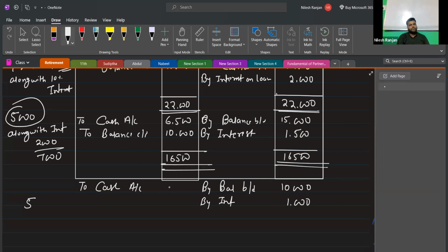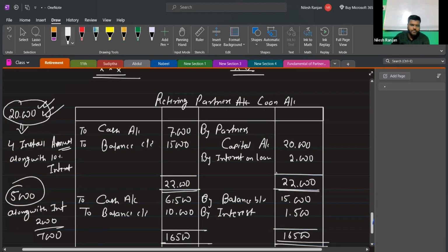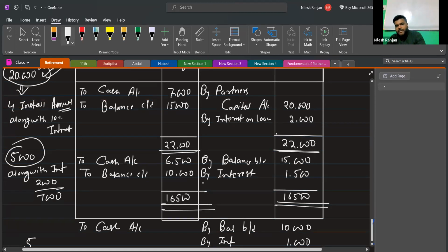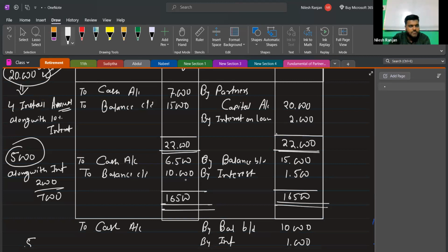Sir, is it 11,000? How? You are not seeing the previous amount paid. Previous amount paid is 16,500. If 16,500 will be paid, then there will be no balance here. 16,500 is the total amount that is to be paid, but it is not paid in one installment.